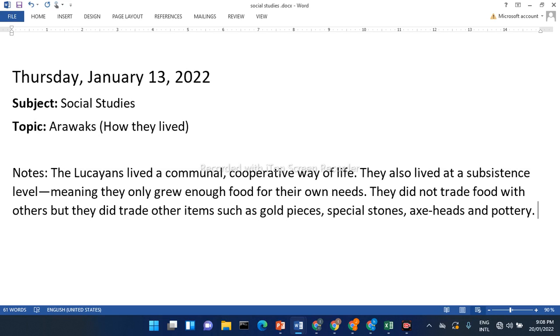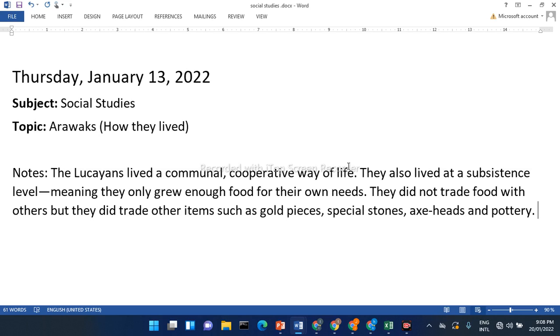So the Lucayans lived a communal and cooperative way of life. They had a subsistence level, not commercial, not like a big enterprise where they ship into North America, ship into South America, all those things. No, they grew enough food for their own needs. They didn't trade food, but they traded other items like gold, special stones, axes, and pottery.